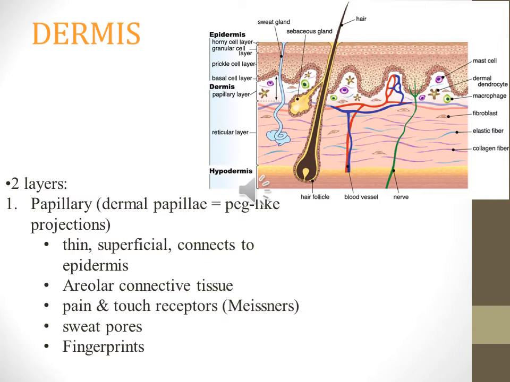We have our dermal papilla, or our peg-like projections in the papillary layer. It connects to the epidermis. It's thin, and again, it's the more superficial of the two. It's made of areolar connective tissue, and we house our Meissner's corpuscles here, which are our touch receptors. Sometimes you see your free nerve endings, which are pain receptors. We do have some sweat pores here, the pore itself, the opening toward the surface of the skin. And we house our fingerprints.